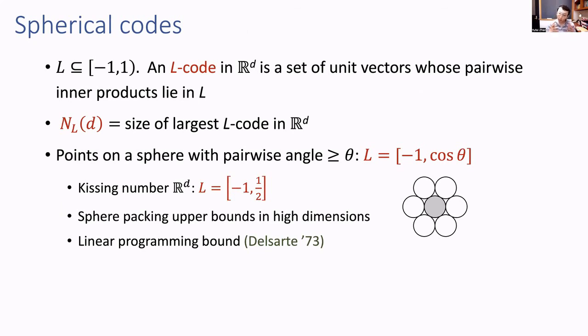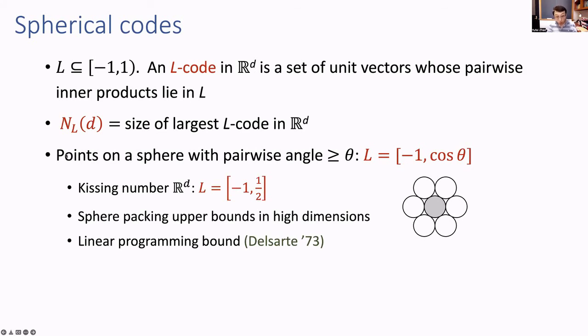So first, this work can be viewed more generally in the context of spherical codes. Given a subset of the reals, which we call L, we say an L code is a set of unit vectors whose pairwise inner products all lie in L. And let's write n sub L of D to be the size of the largest L code in D dimensions. So this concept encapsulates many classical problems from coding theory. The classical notion of a spherical code is a set of points on the unit sphere so that they're pairwise separated by some angle theta. We want them to be not too close to each other. And that's exactly the notion of an L code, where L is the interval from -1 to cosine theta.